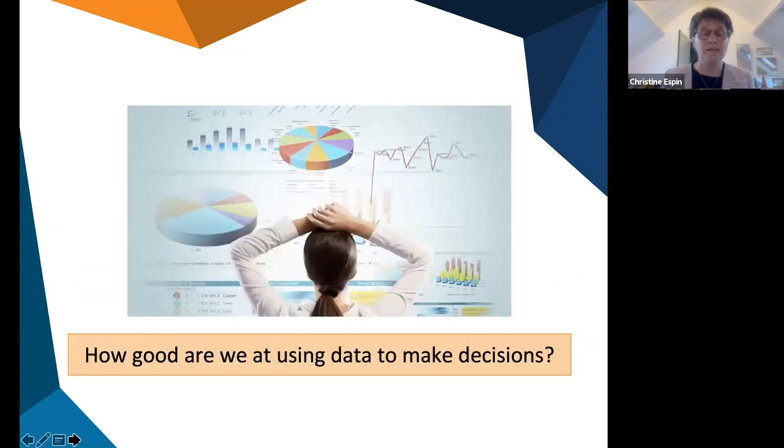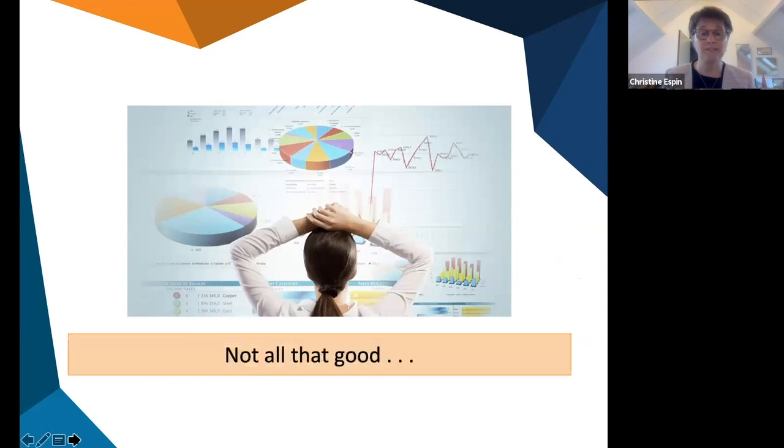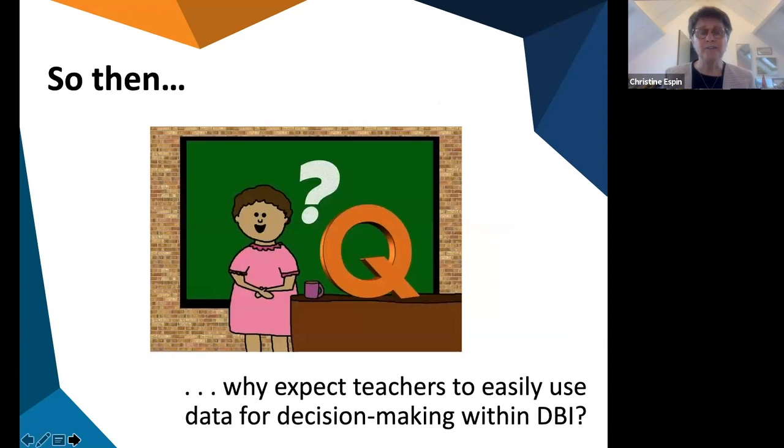So if we go back to answering the question, how good are we at using data to make decisions? From the decision-making literature, we would have to answer that as human beings, we're not all that good. And so maybe you're then asking yourself, well, why do we expect teachers then to easily use data for decision-making within data-based decision-making, DBDM, or within DBI?